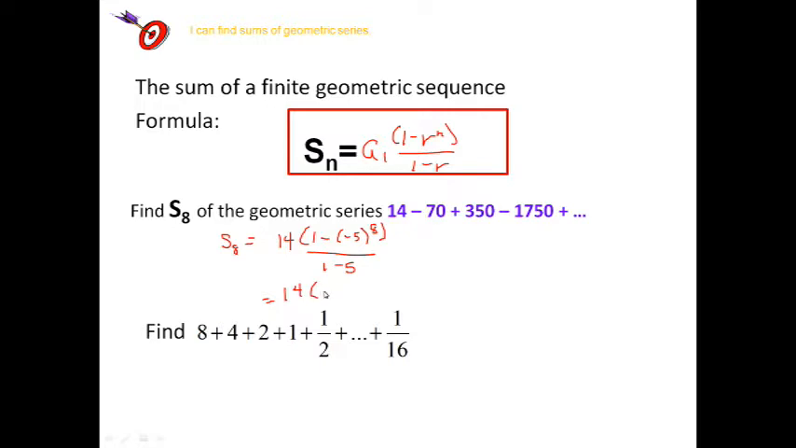So, negative 390,624 all over negative 4. Put that back into my calculator. And I got 1,367,184.